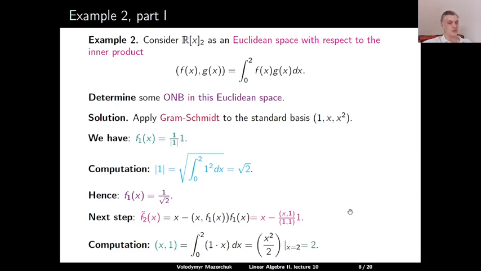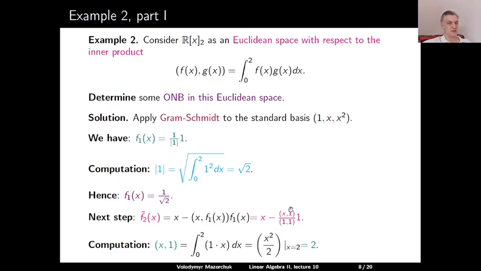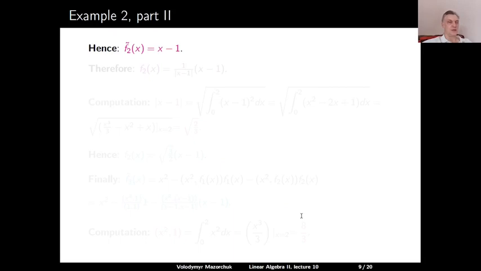So the formula for f2 tilde gives us x minus 1, because it's x minus, here we have 2, here we have 2, 2 divided by 2 is 1. So f2 tilde is equal to x minus 1. Therefore, f2 is equal to 1 divided by the length of x minus 1 times x minus 1.